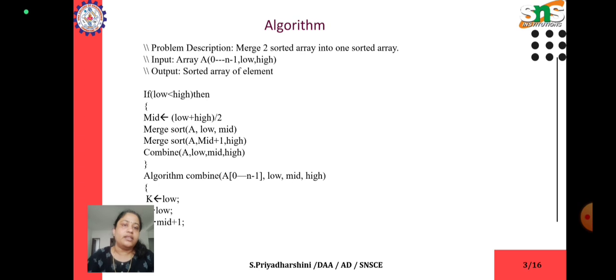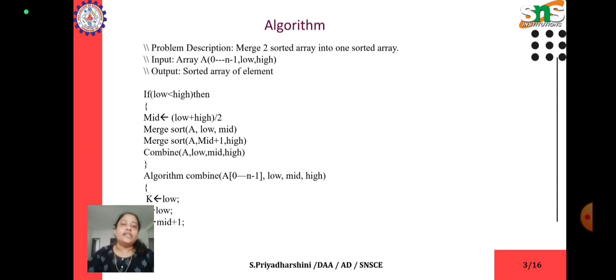So let's see how merge sort works as a divide and conquer algorithm. In the divide part, we assume a central point, that is, a midpoint between the low and high indices. Then we split the array into two subarrays, A of low comma mid and A of mid plus 1 comma high. The next step would be conquer.